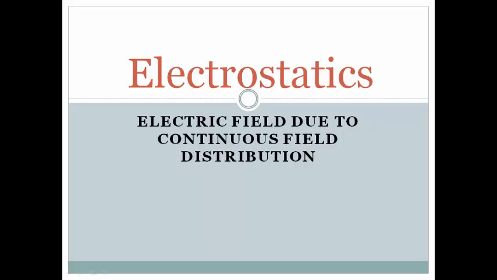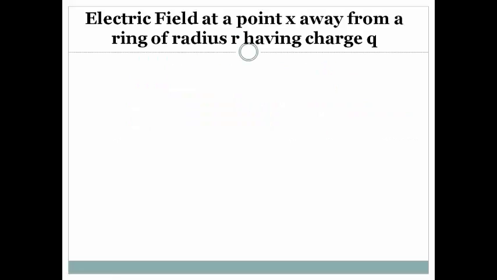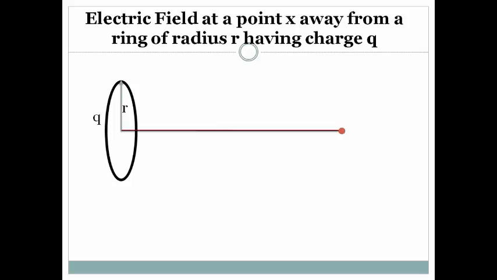In this series of electrostatics where we find electric field due to continuous charge distribution, we are going to calculate electric field at a point x away from a ring of radius r having charge q. So consider a ring of radius r having charge q uniformly distributed all over it, and we are interested to find electric field at this point situated at a distance x away from the center of the ring.